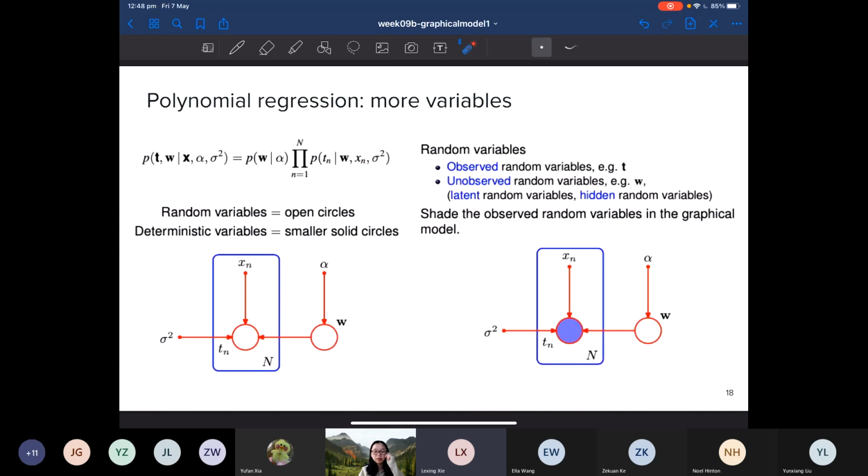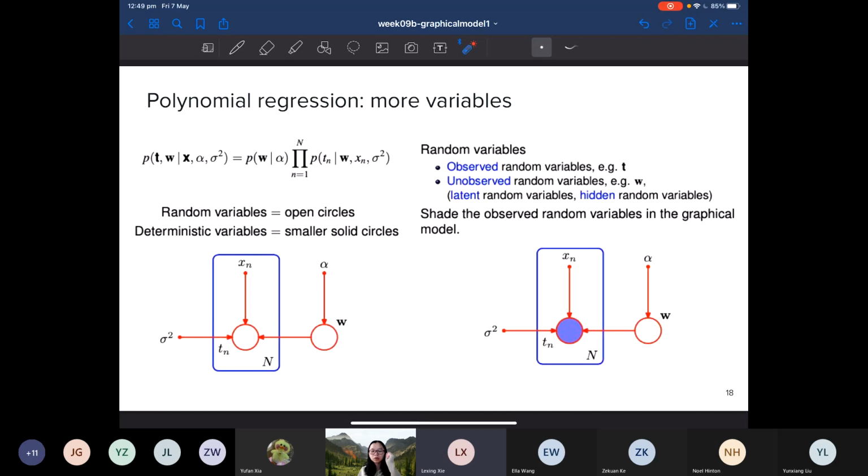And we can see that Tn is conditioned on W, but it's also conditioned on x of n and on sigma squared. There are N copies of it, therefore it's multiplied. So this is the posterior. And then W is conditioned on the prior alpha. So that works.